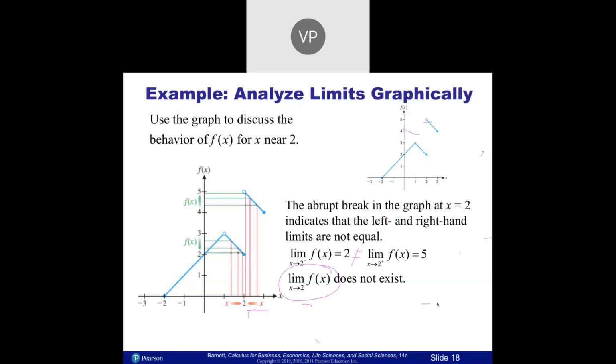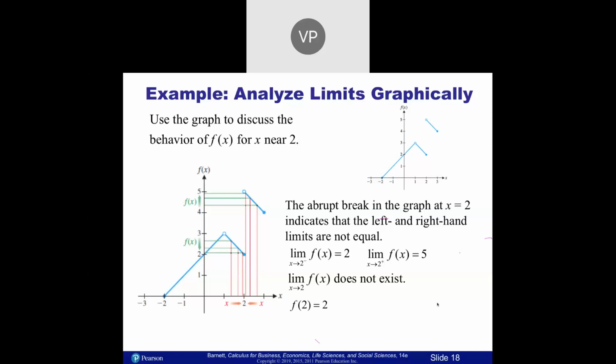Now keep in mind, you've got to make this distinction. The point exists. We talked about that already. It's f of 2 equals 2. There is a y value there. It's 2. But because it's coming in from two different directions, you're not going to the same spot. You're not converging. The limit does not exist.